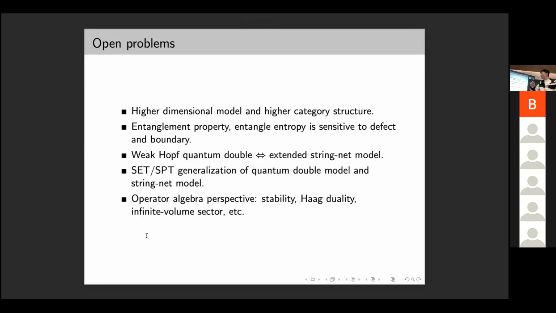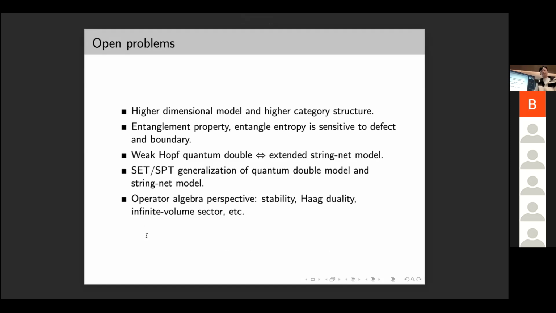Because we have investigated this, we call it the quantum double model and the multifusion string-net model. So the next question is: can we generalize this into the higher dimensional case? And another one is: what is the entanglement property?